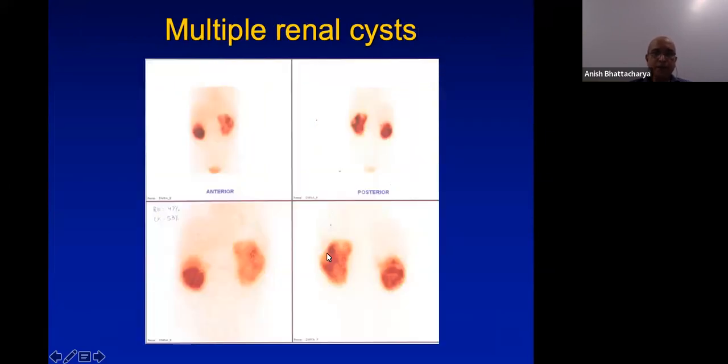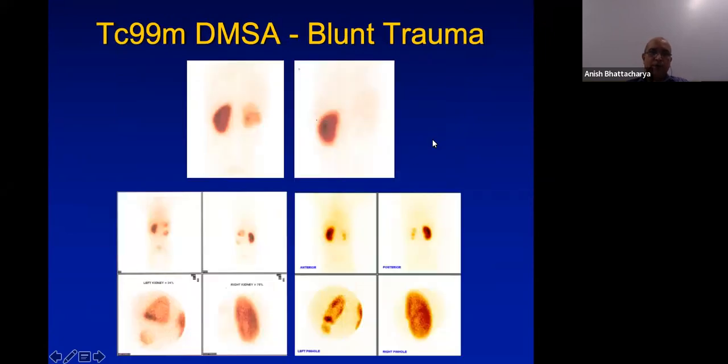Multiple renal cysts, again, you will get the same cortical defects. So unless you have a history or an ultrasound correlation saying that there's a polycystic kidney or multiple cysts in the kidney, these will look just like scars. So these scans have to be very carefully correlated with the clinical history.